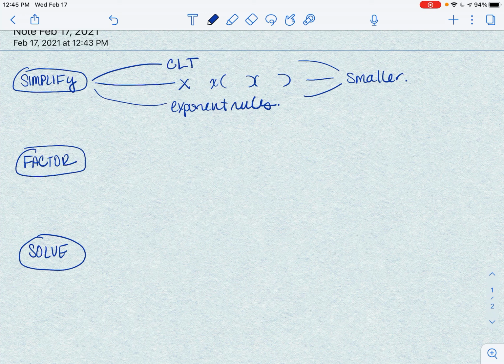Now, factoring essentially goes the other way. You're taking something that's already been made smaller and you're breaking it apart into its component pieces. You're essentially unmultiplying. So maybe when you see the word factor, you want to think of the word fracture. Essentially, you're trying to break something apart.